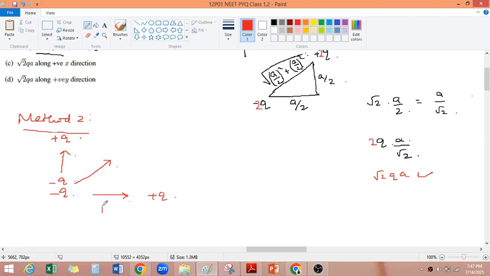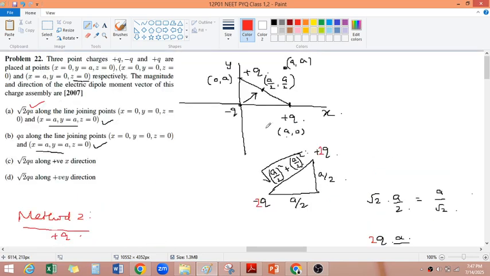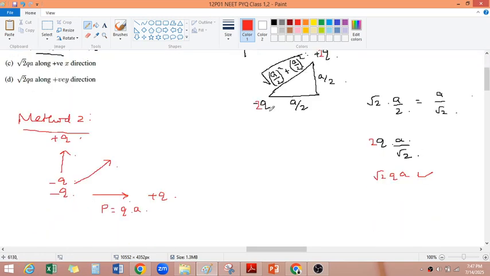So let's call this P is equal to Q into the distance between them. The distance between them is A. So that means actually it will be Q into A, not 2A, because the gap between this point and this point is only A. Right? Similarly, the dipole moment in the vertical direction is Q into A, because this is also the point 0 comma A.